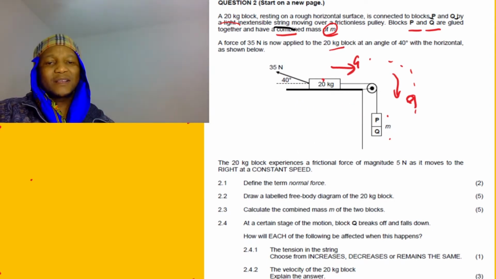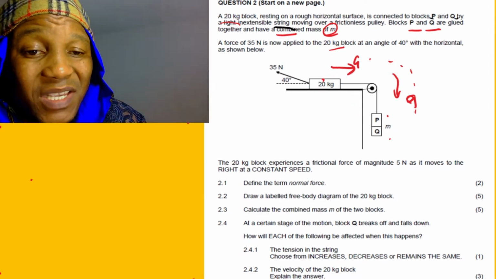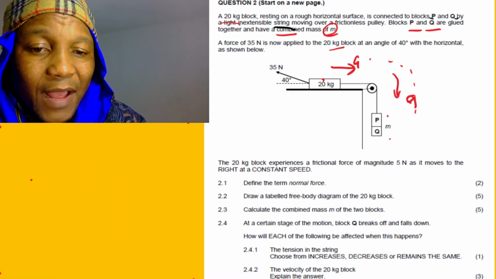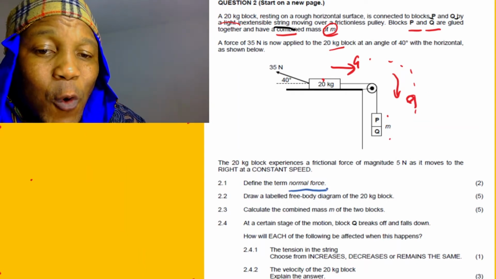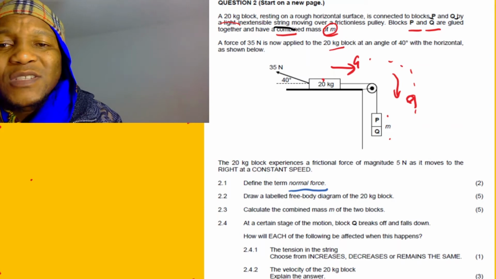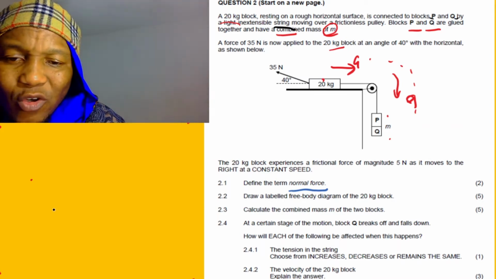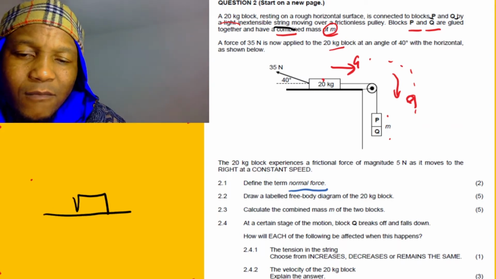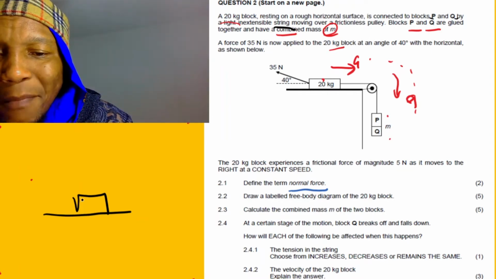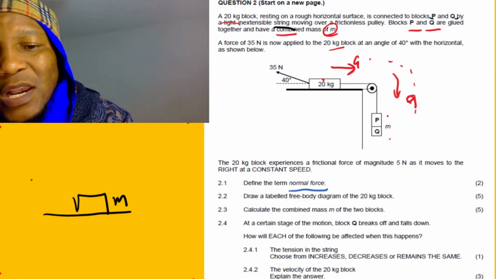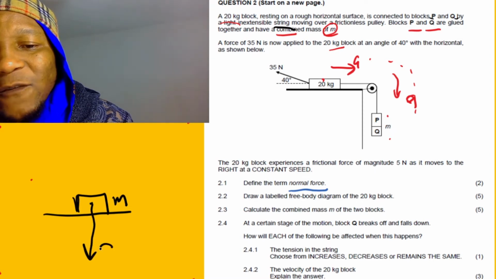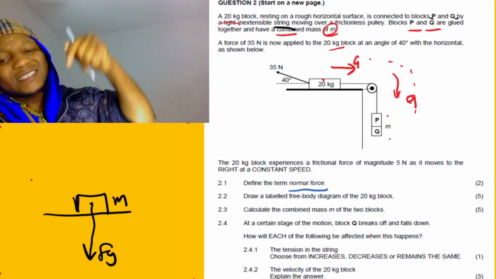Now let's go to the first part. They say with a constant speed, which means this object is moving at constant speed. Now they say define the normal force. Listen here, normal force is easy. If you have a horizontal surface like this, and you have an object of mass m, any object always has a force of gravity.